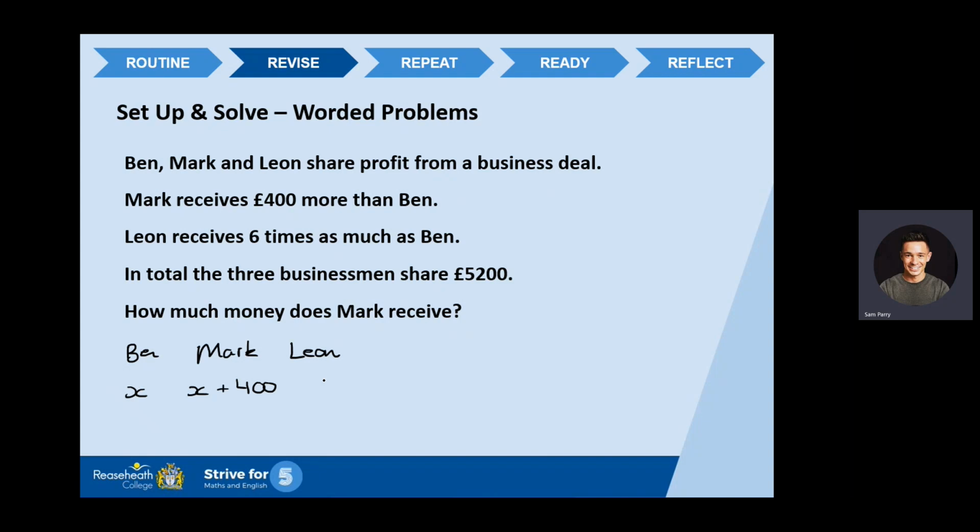Leon receives 6 times as much as Ben. So Ben's got X amount. Leon's got 6 times as much. So it's going to be 6X. Altogether, that adds up to £5,200.